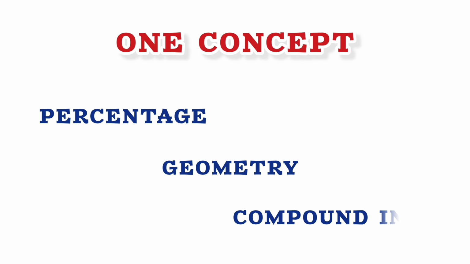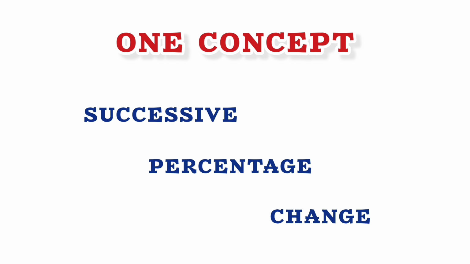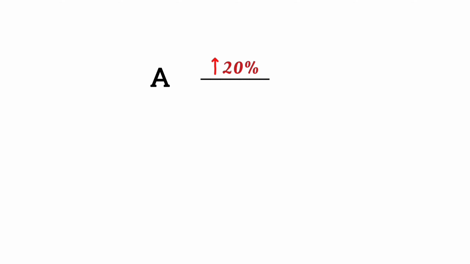One concept that appears again and again in topics like percentage, geometry, compound interest is successive percentage change. In this video, I'll show you a simple way to solve these questions in seconds. If a quantity A is increased by 20%, first we convert 20% in decimal by dividing it by 100, 0.2.